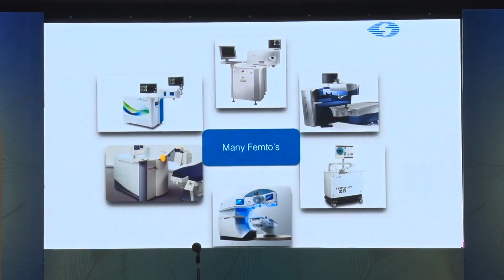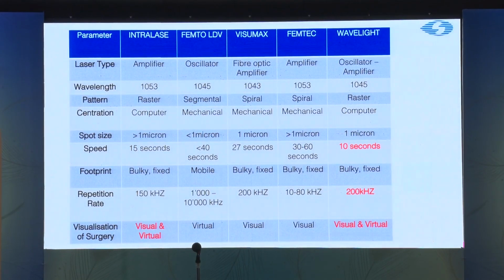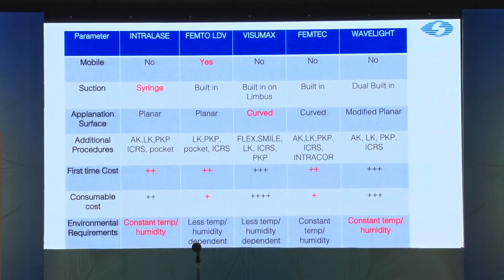There are various different femto devices, like I mentioned, available in the market. These are tables just highlighting the differences between them. Broadly, I've highlighted the key factors in these devices. The Wavelight has the fastest creation of the flap, as it's a 200 kilohertz laser. The Femto LDV has the narrowest footprint, so it's more mobile compared to the other devices. The IntraLase suction is not inbuilt; it's with a syringe, so that's one thing which the other machines do a little bit better.